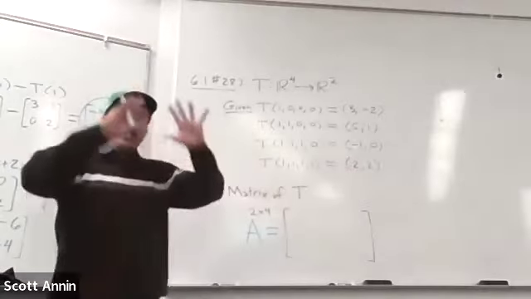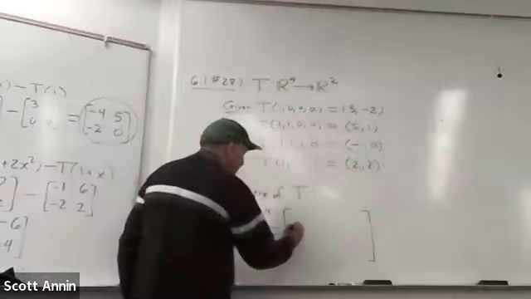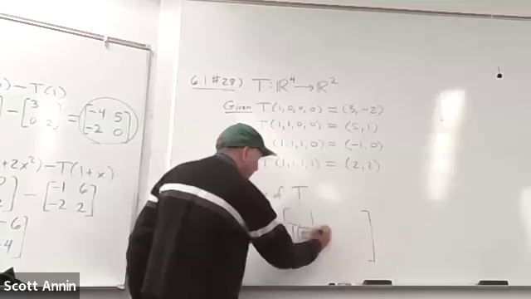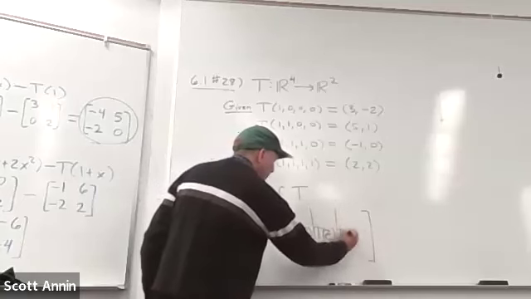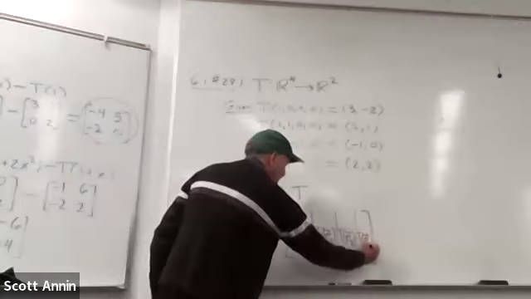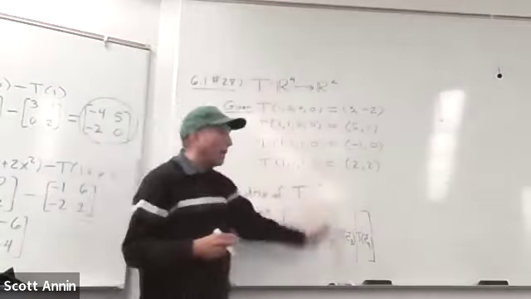I wrote down kind of a generic formula for doing that. You might remember that what the formula was is that you basically want to transform all of the standard basis vectors. In this case, there would be 4 standard basis vectors for R4. So my input vector space is R4. That's why there's 4 columns.